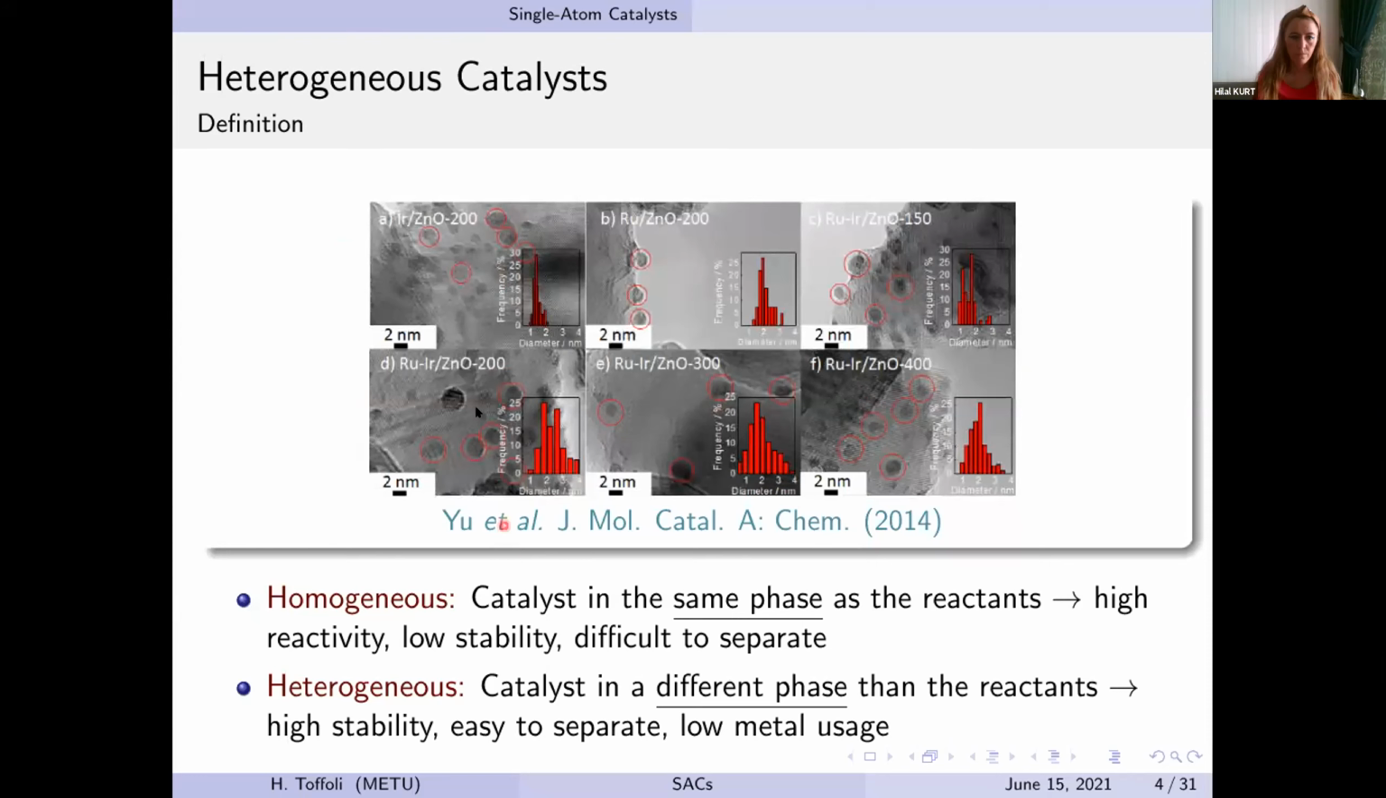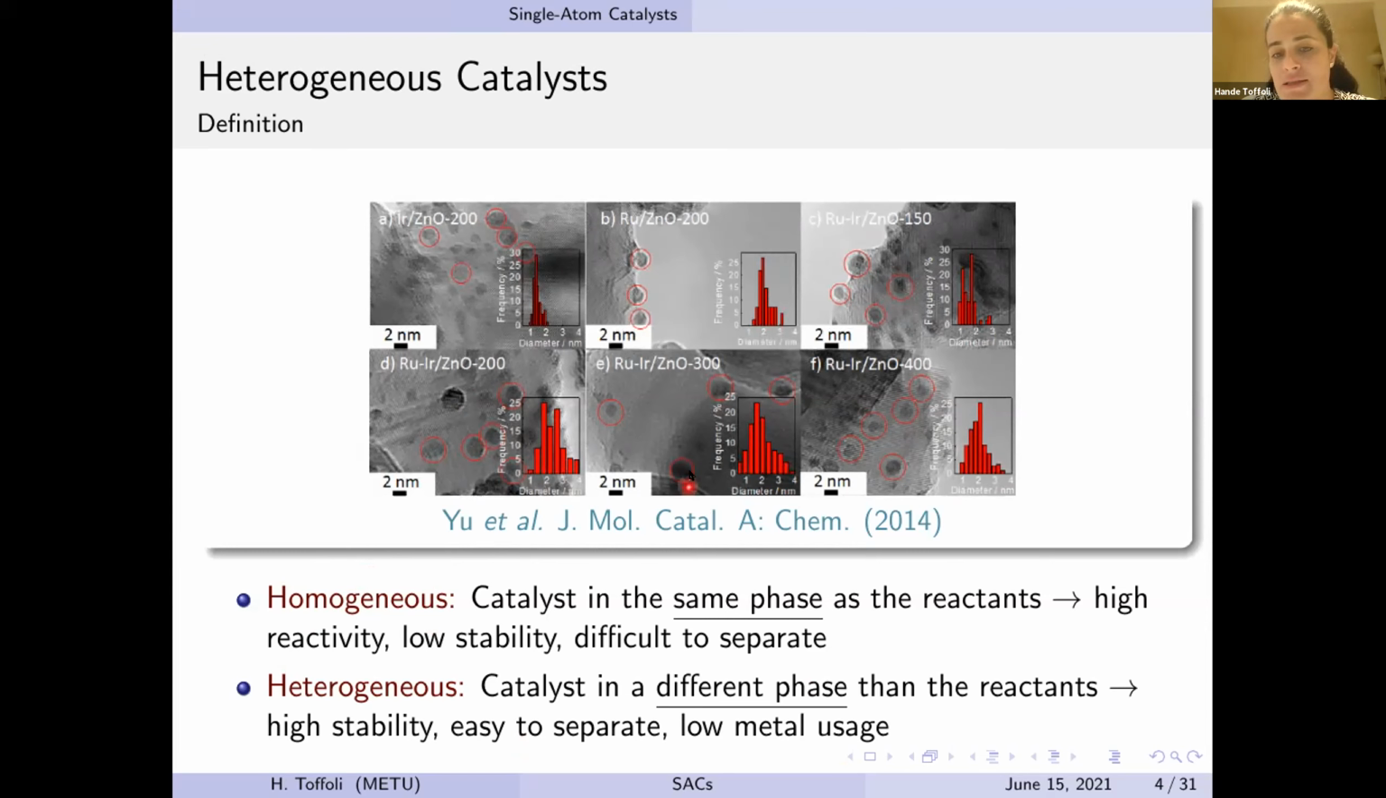So here on this slide, we see an example of ruthenium and iridium nanoclusters on zinc oxide. And as you see, these nanoclusters, especially the metallic component, tend to be rather small, at the nanometer scale. There's a reason for that. And this is an example of a heterogeneous catalyst. So heterogeneous catalysts usually have higher stability than homogeneous catalysts. They're easy to separate. The catalyst itself is in the solid state, so it is easier to separate than the homogeneous catalysts from the reactants or the resultant products.